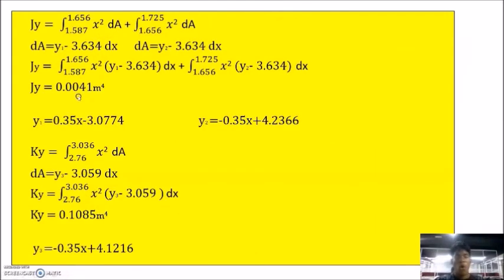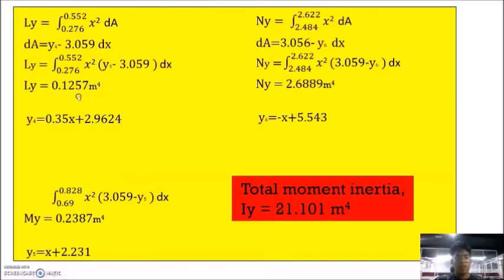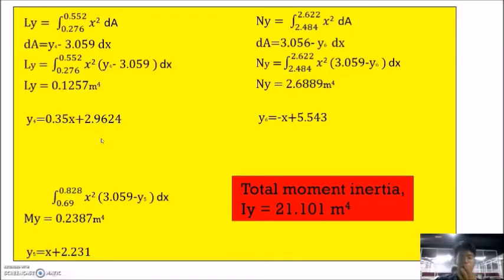Now, it's all repetitive until N, and from there we will get the total moment of inertia by adding all of its constituent parts. By adding all of its constituent parts, we will get the total moment of inertia, which is 31.101 m to the power of 4.